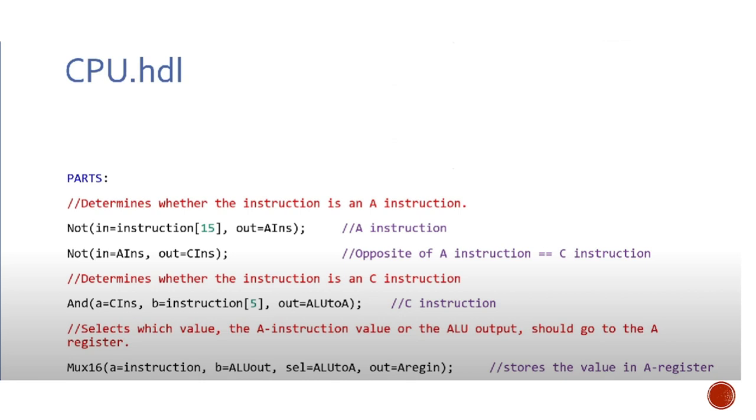If the instruction is an A instruction, determined by the NOT gate, the specified 15-bit value is stored in the A register. However, if the instruction is a C instruction, it goes to the ALU. ALU means arithmetic and logical unit. After performing the required computations, the ALU output is then sent to the A register. In the real code, an AND gate is used to check if the instruction is a C instruction. Additionally, a 16-bit multiplexer is employed to choose whether the ALU output should be stored in the A register or not.